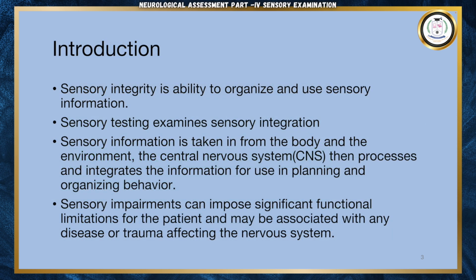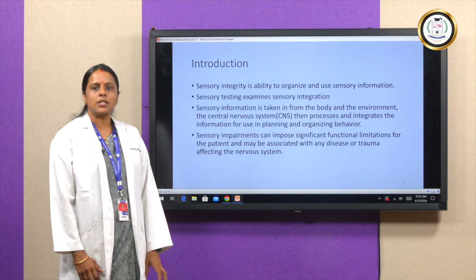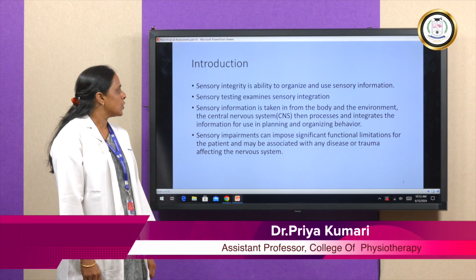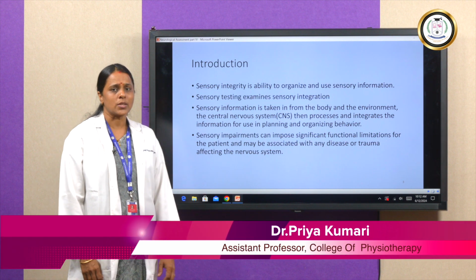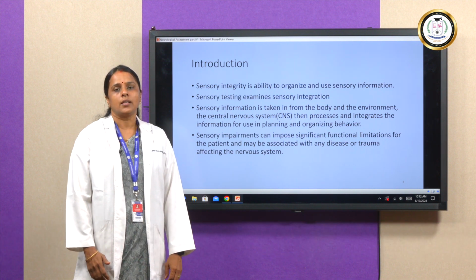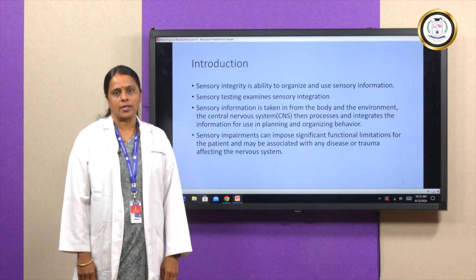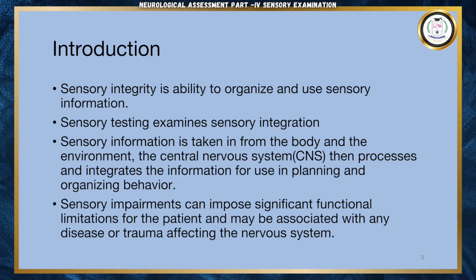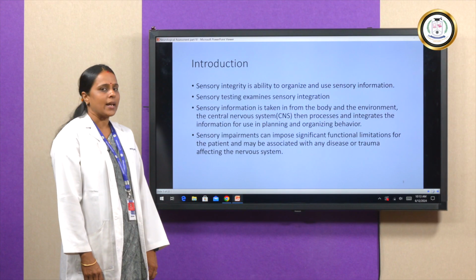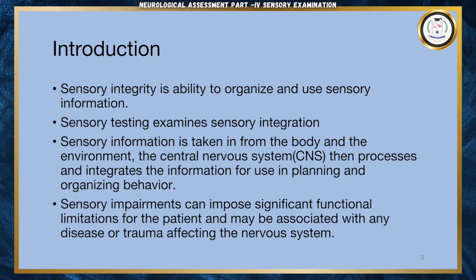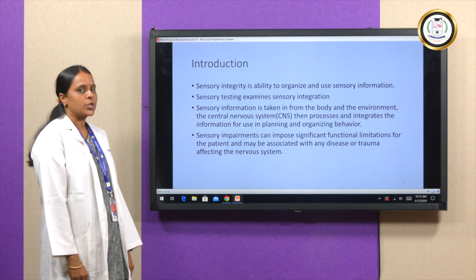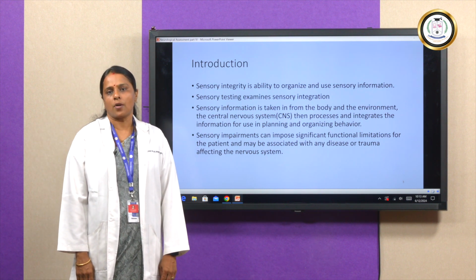Now let us first understand what sensory integrity is. Sensory integrity is the ability to organize and use sensory information. So sensory testing is done to find out the intactness of the sensory integrity. Sensory information is taken from the environment and from the body, and the central nervous system then processes and integrates the information for use in planning and organizing behavior. Sensory impairments can impose significant functional limitations on individuals, which can affect their day-to-day functioning.